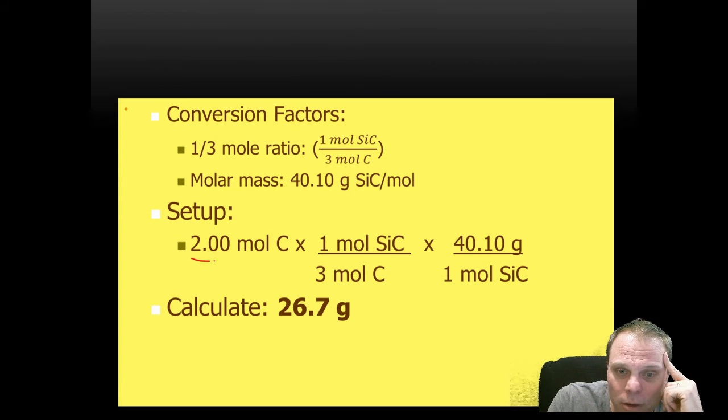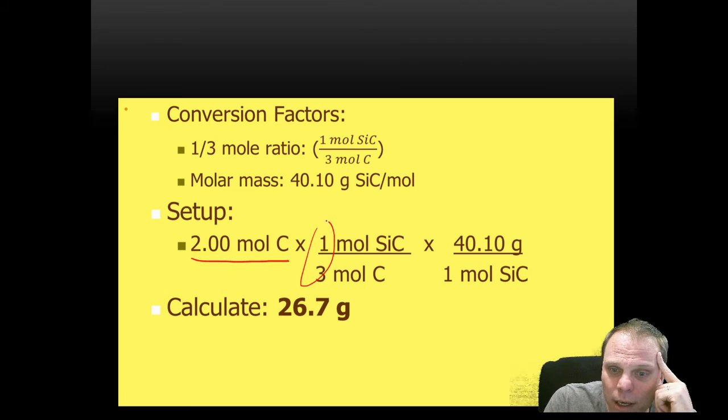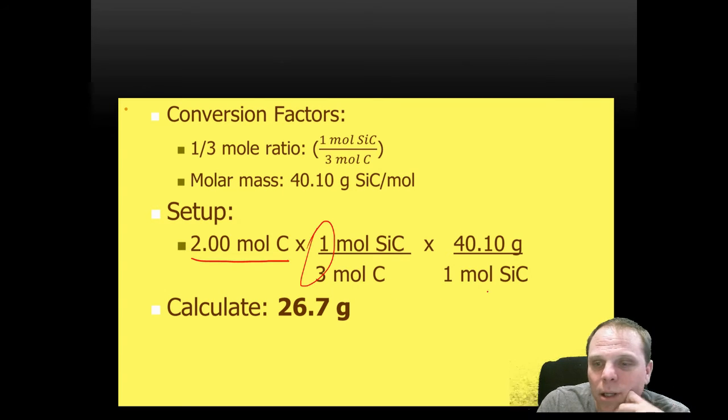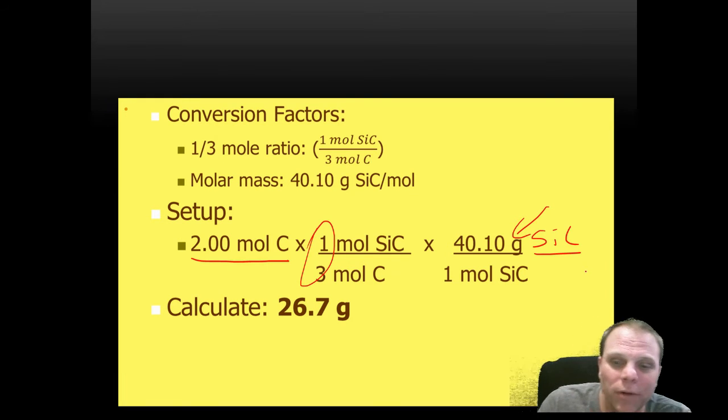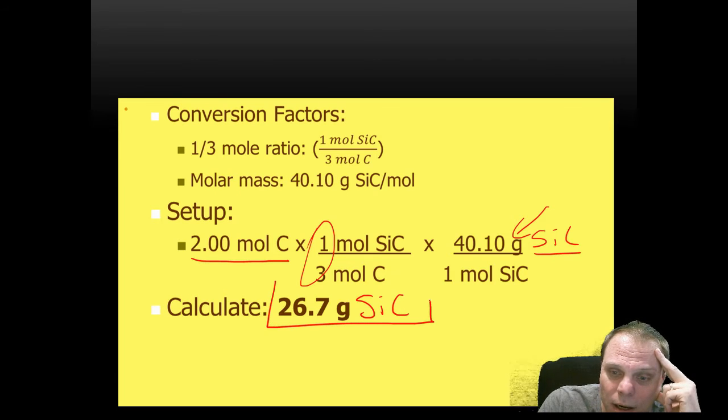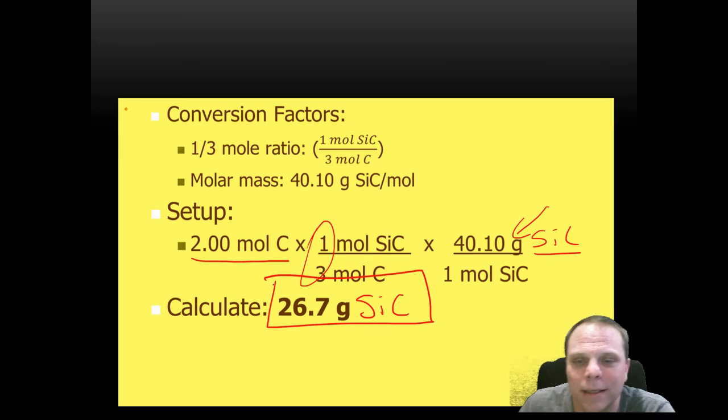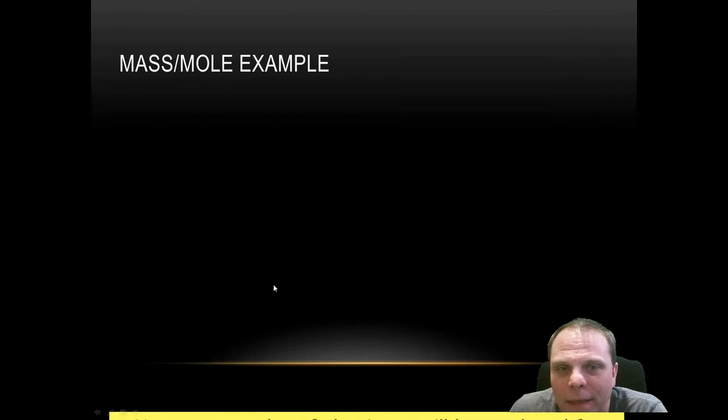We started with 2 moles of C, and we used our mole ratio here, that 3:1 from our balanced chemical equation, and we went to the periodic table. Something missing over here, okay? We've got to make sure this is written out, and it's not written out right now, but SiC, 40.10 grams of SiC, and then you just calculate that out. Boom, 26.7 grams. There's something missing here. Don't forget to have the actual values, SiC, written there as well, okay? Silicon carbide. All right, that's how you do those.